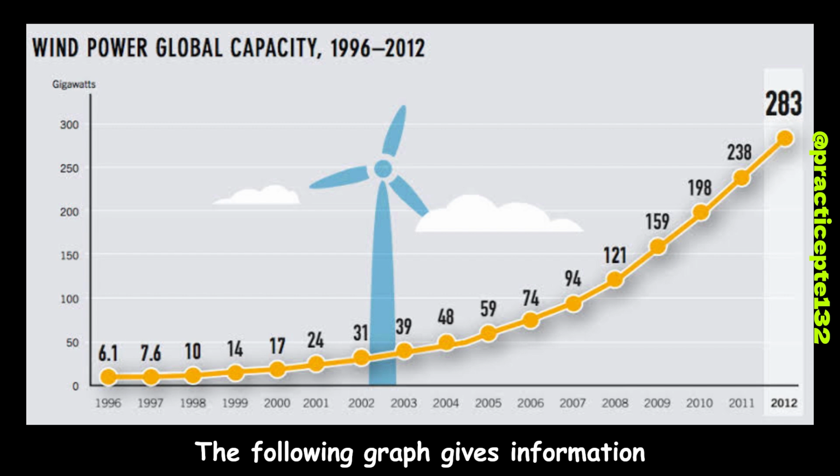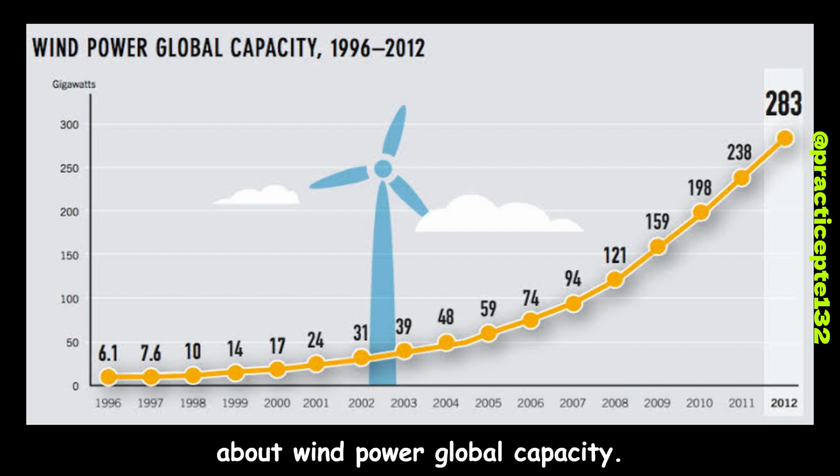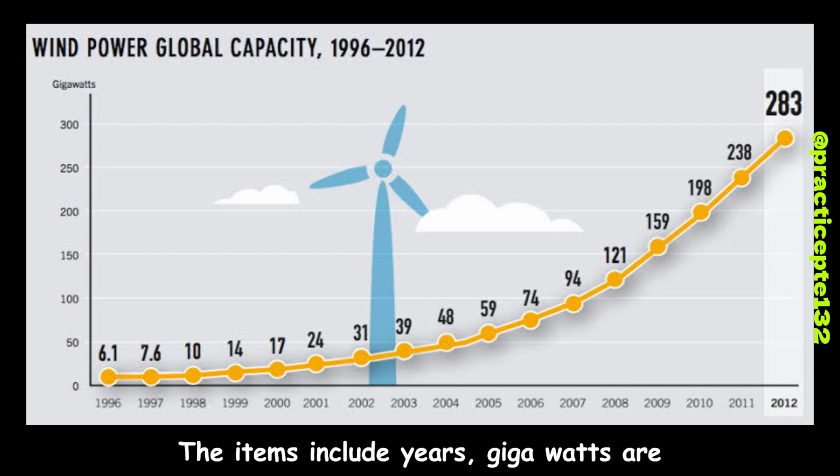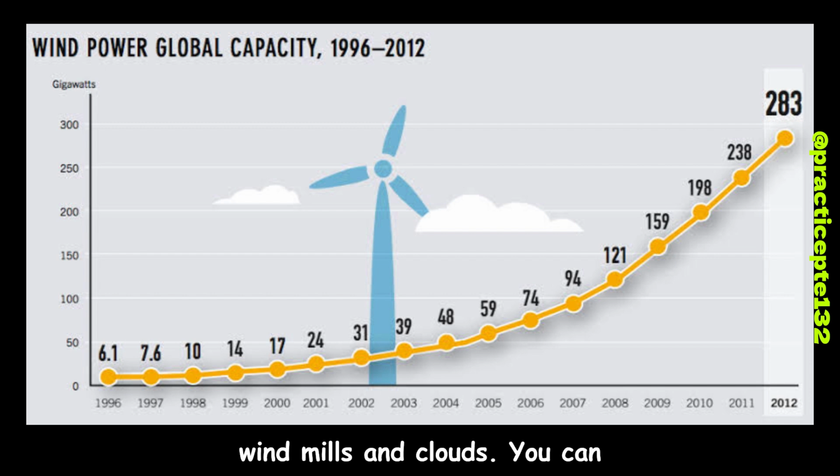The following graph gives information about wind power global capacity. The items include years, gigawatts, a windmill and clouds. You can see from this graph that the value of 1997 is around 7.6 gigawatts.